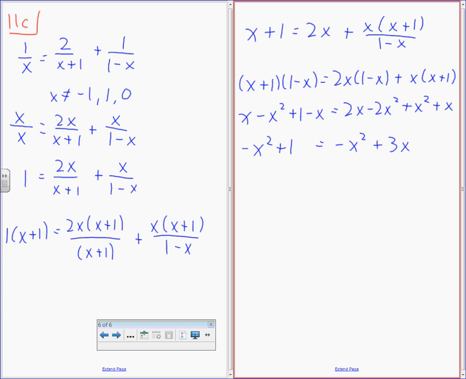Did anyone else get something close to that? Why is it negative x squared when it's plus 1x squared? Oh, because there's negative 2x squared here, right? So negative 2x squared plus 1x squared is going to be negative 1x squared. Let's shift everything over to the left. So move everything to the left, so it's going to be negative x squared plus x squared plus 1 minus 3x equals 0.